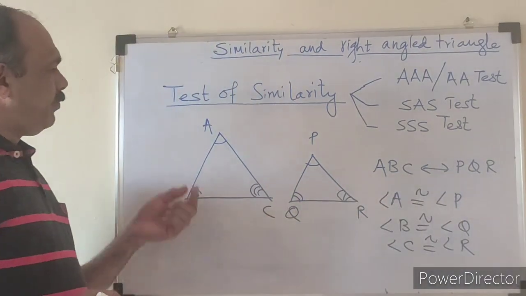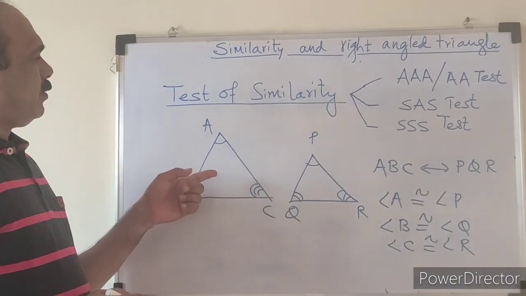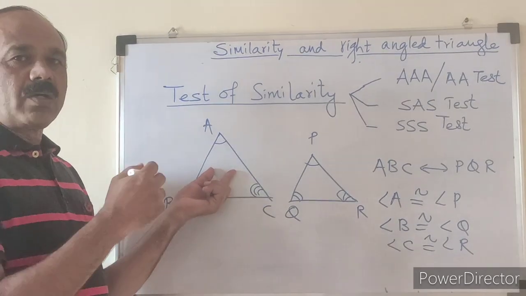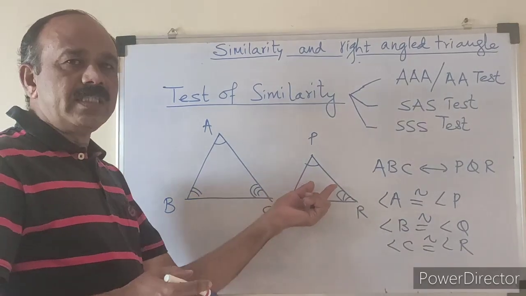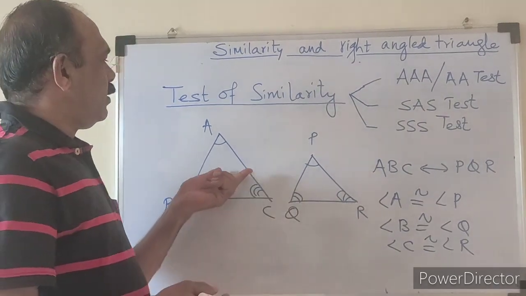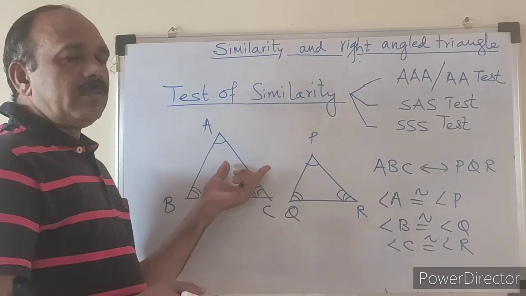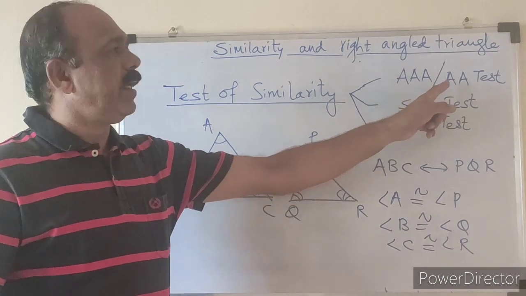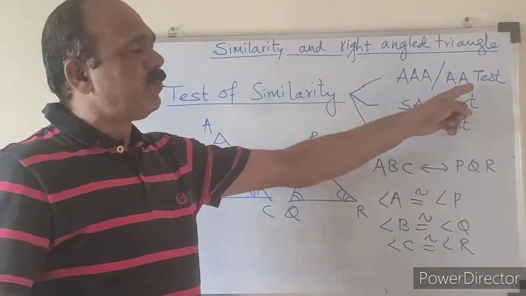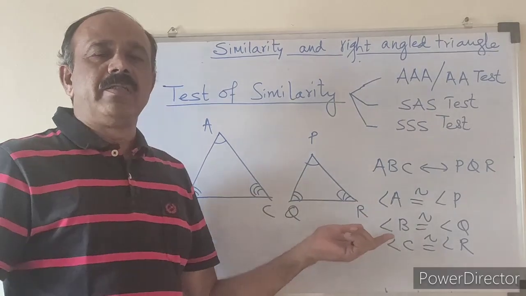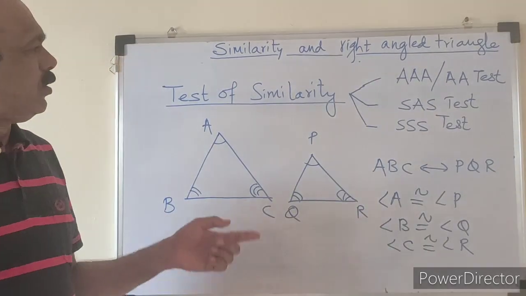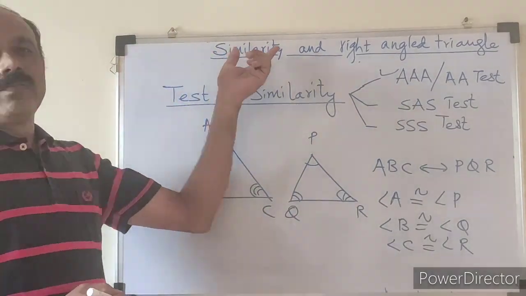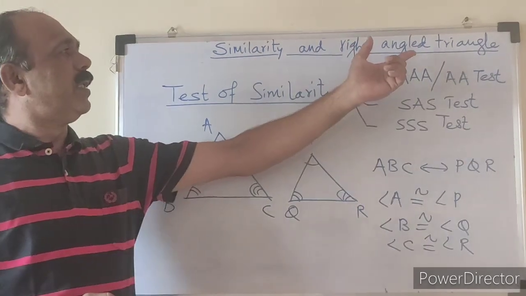So if this condition occurs, that is, all three angles of one triangle are congruent to the corresponding three angles of another triangle, then these two triangles are similar according to the AAA or AA test. Why is it called the AA test only? Because if two angles are congruent, then automatically the third angle is congruent. So this AA test we are using in the proof of the similarity and right angle triangle theorem.